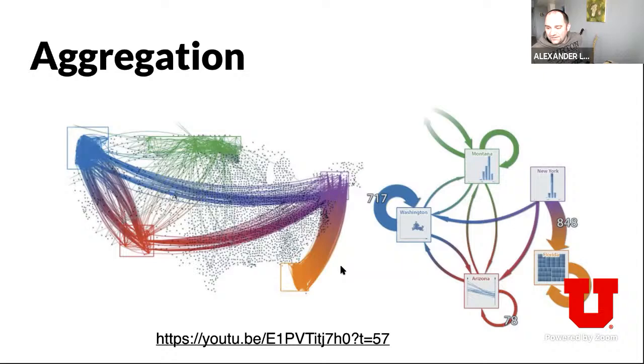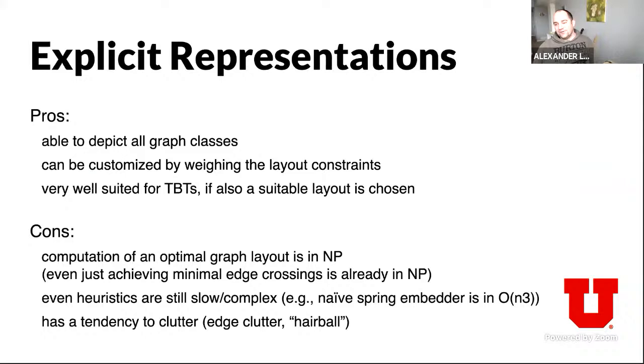I want to wrap up explicit and node-link representations and then keep matrices and trees for a later lecture. Okay, let's recap a little. For explicit representations or node-link diagrams, the pros are that they can depict all different classes of graphs, including hyperedges and trees. All of this works really well. You can customize your layouts by weighing the layout constraints, and these are really the best layouts for topology-based tasks. If you want to study connectivity between two particular nodes, you can path trace in a node-link diagram manually fairly easily. You can see clusters. So they're well suited for topology-based tasks if you have a good layout.